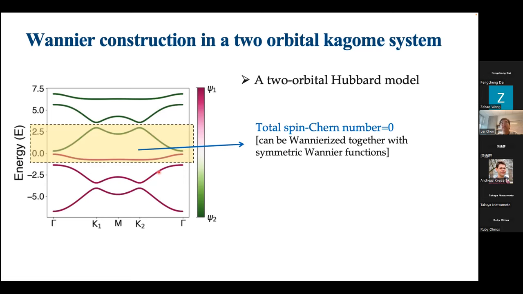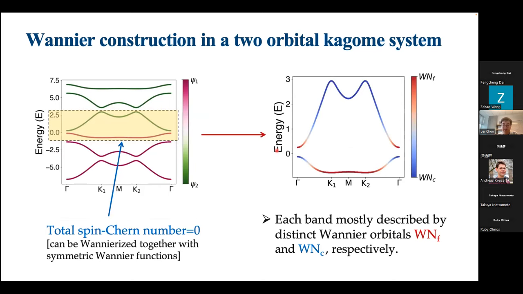We extract these two bands and make the Wannier construction and build out the tight binding model upon these two new Wannier orbitals. And a salient feature is that each band actually can be described by two distinct Wannier orbitals. The flat band is mainly captured by this WNF, and this dispersive band is mainly captured by this WNC. And it is very instructive to actually compare this WNF with the so-called compact localized states I introduced before.